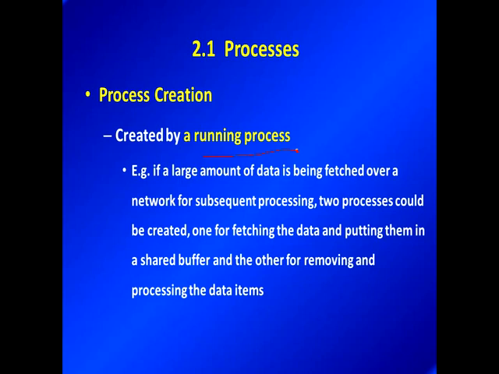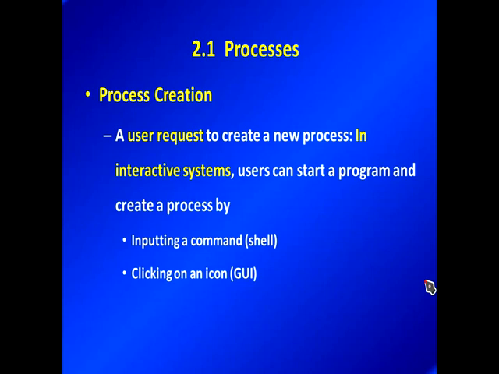For example, if you want to download a movie from the internet, during the implementation of this operation, this process might create two processes to help it finish the downloading job. So this is the second event. Some processes can be created by a running process, and maybe the most familiar way for you to understand is the third one.